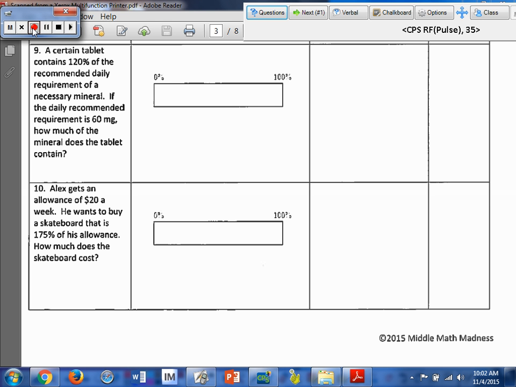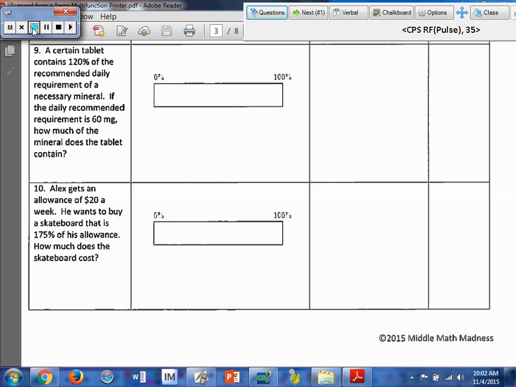All right, so here's the story. It says, a certain tablet, like a pill, contains 120% of the daily recommended requirement, right, Kevin? The daily recommended requirement of a necessary mineral. If the daily recommended requirement is 60 milligrams, how much of the mineral does the tablet contain?